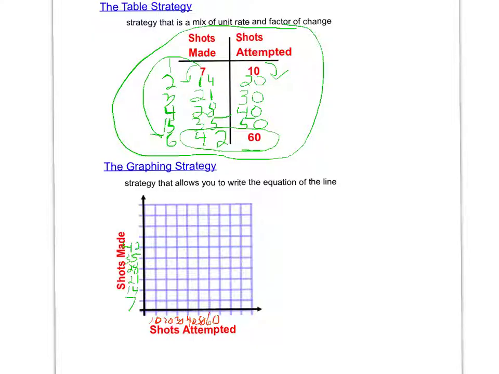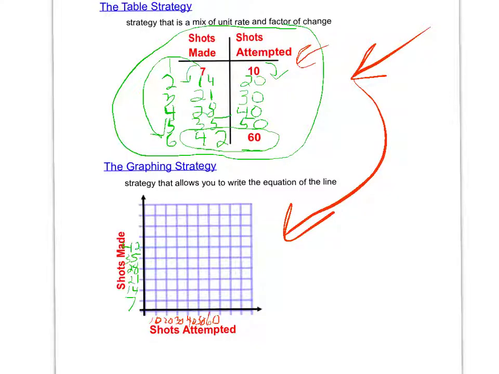So in the graphing approach, it makes sense. You graph, you take your points, like from this table, and you put them into a graph. So at 10 attempts, 7 shots were made. And at 20, 14, and so on.